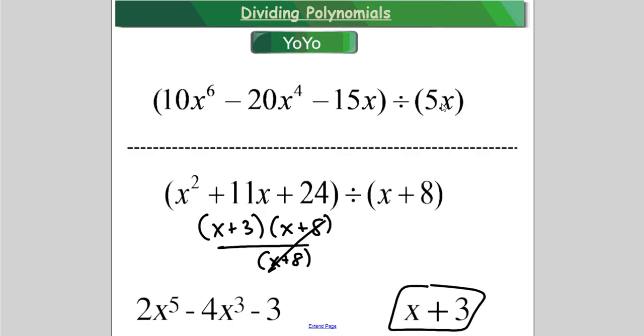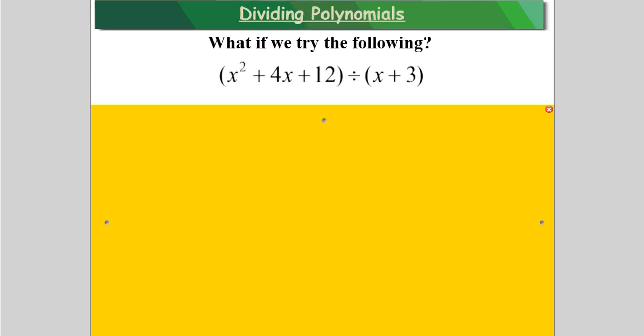Just divide each of these terms by 5x. 10 over 5 is 2. X to the 6 over x is x to the 5th. Negative 20 divided by 5 is negative 4. X to the 4th over x will make x cubed. Last part, negative 15 being divided by 5 makes negative 3. X divided by x makes 1. That's where you get that statement. So there's a dividing by a monomial and a binomial.